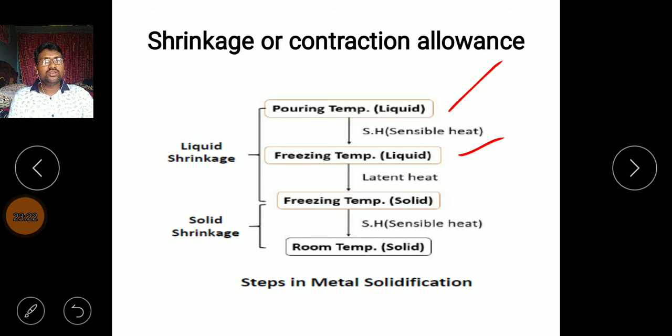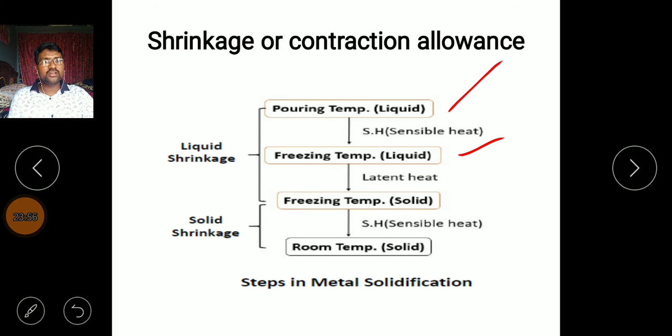In these two processes, the shrinkage of liquid will be compensated by using the riser. Whenever we pour the molten metal, after the mold cavity is filled, the excess molten metal will be stored in a riser. At the time of shrinkage, the molten metal in the riser helps to feed the gap developed due to the shrinkage. Next, coming to solid shrinkage.